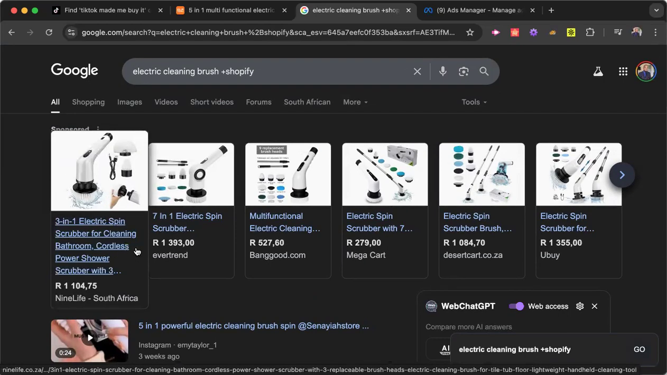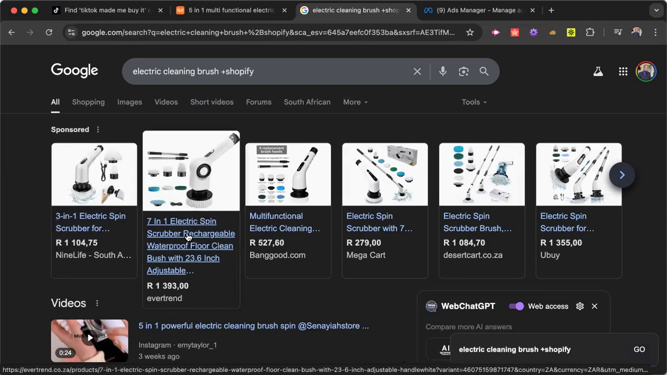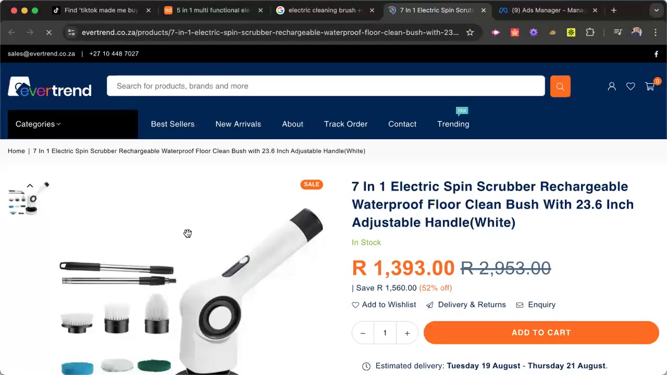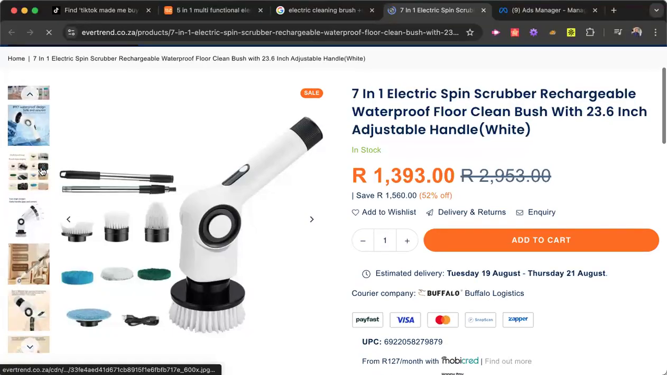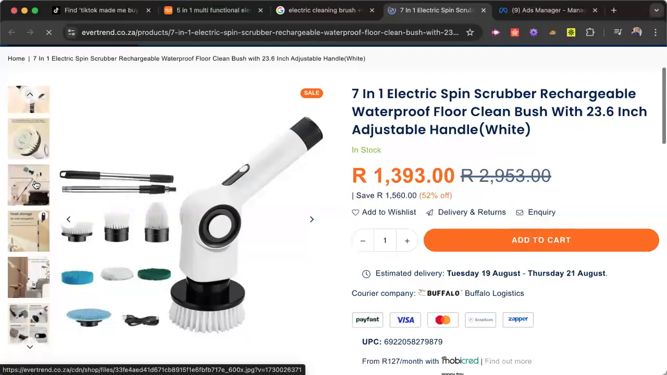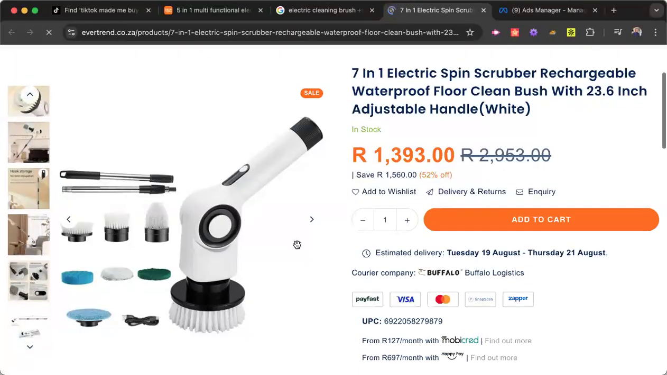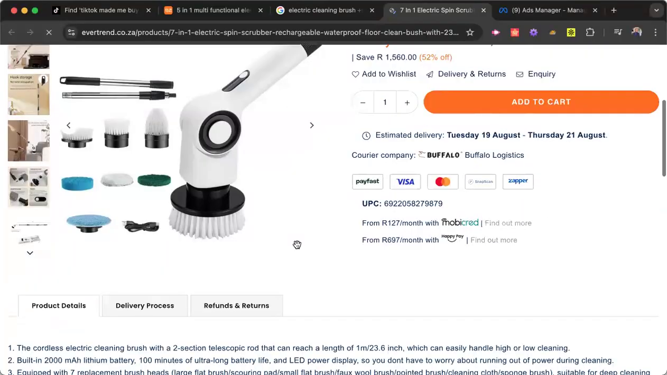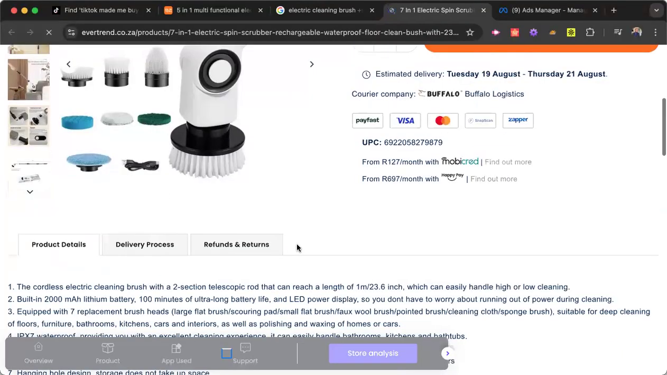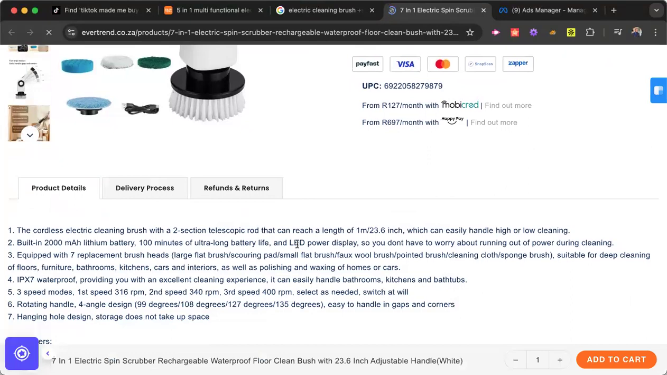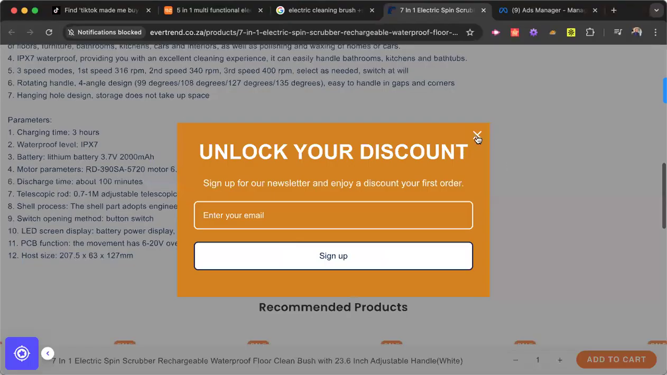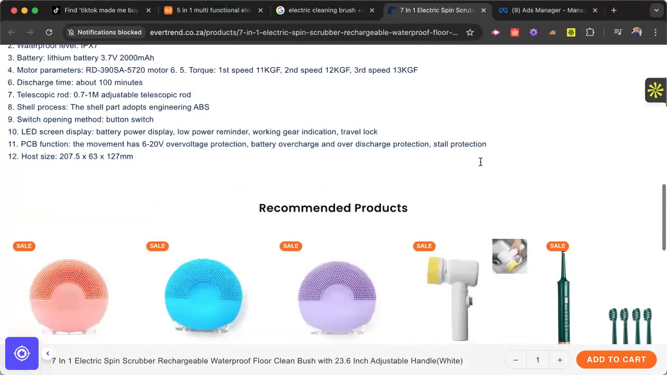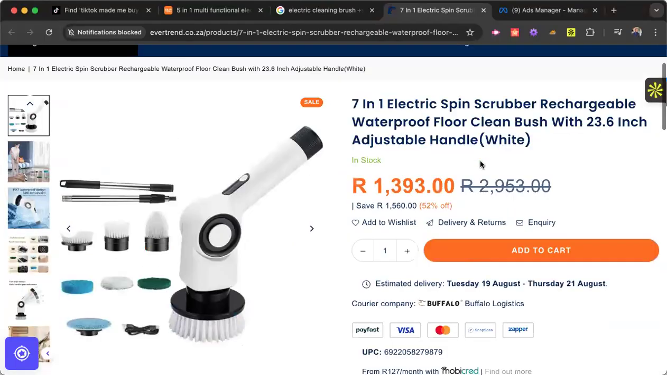So what we're going to do now is click into our competitor, evertrendco.za. They sell this, and as you can see, these are screenshots, obviously from Temu or Alibaba, and they've put it in here. So our question is, can we make a better website than these people? That's the number one question. Can we create a better product description than these people? And as you can see, they probably just went onto Alibaba or Temu and just did copy and paste.